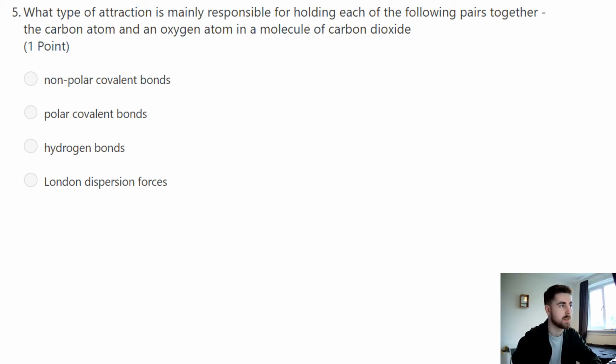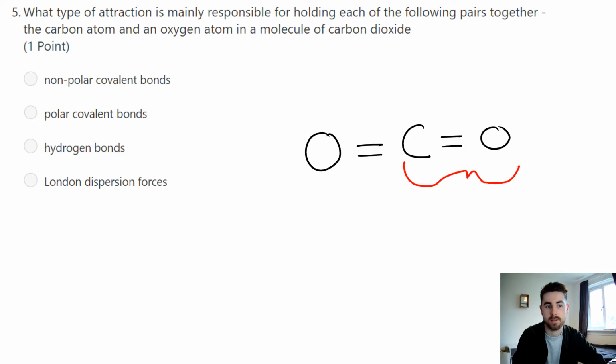For question 5, we're looking at the attraction between the carbon atom and the oxygen atom within a molecule of carbon dioxide. So a carbon dioxide molecule here, and we're looking at this bond here between the carbon and the oxygen atom. So a carbon atom has an electronegativity of 2.5, oxygen atom has an electronegativity of 3.5. So as a result, the electrons are not shared equally within this covalent bond, and the oxygen atom has a greater attraction for those electrons, giving it a partial negative charge, and the carbon a partial positive charge.